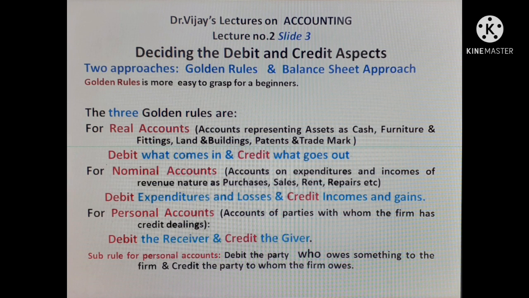For personal accounts, there is a sub rule. To show that a party owes something to you, to show that M owes you $1,000, M's account should be debited. To show that you owe something to a party, the party's account should be credited. To show that you owe 1,000 rupees to Z, Z's account should be credited. Okay, let us see more about these rules in slide 4.